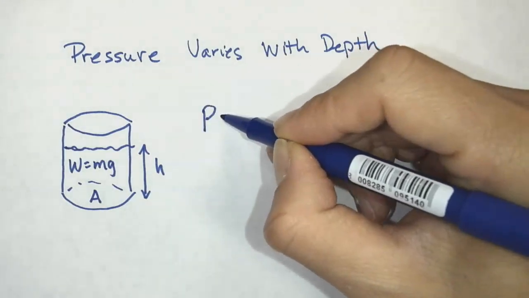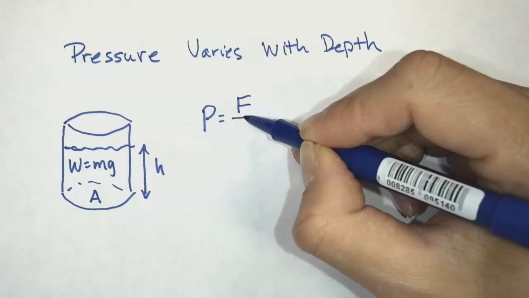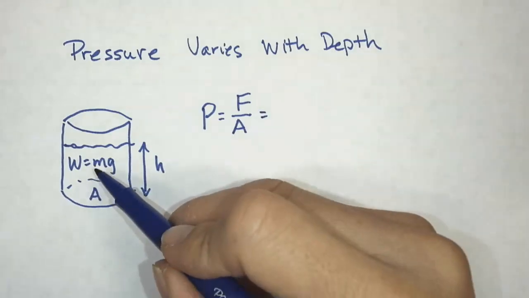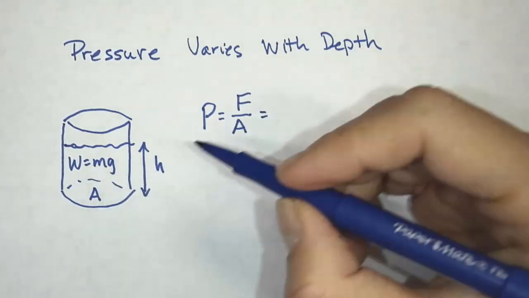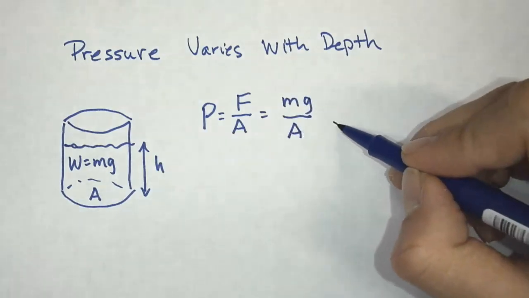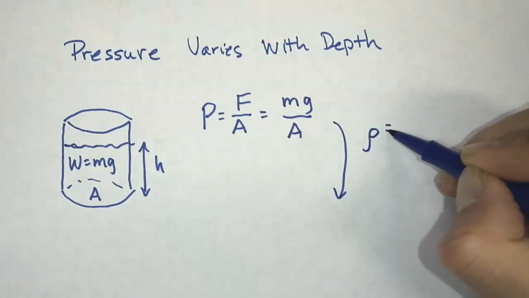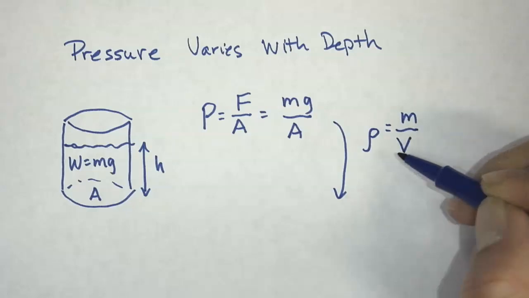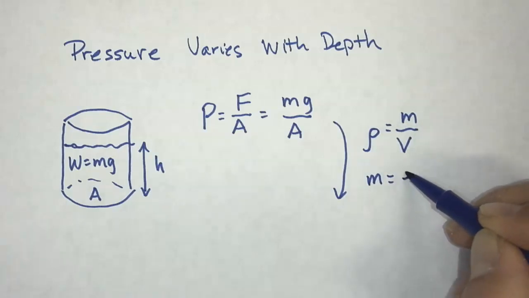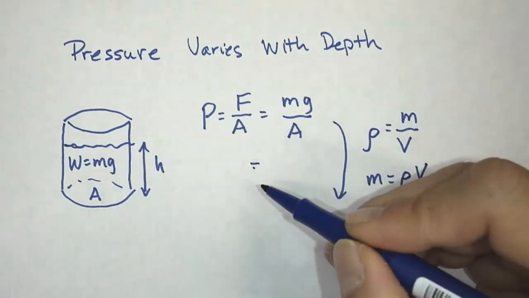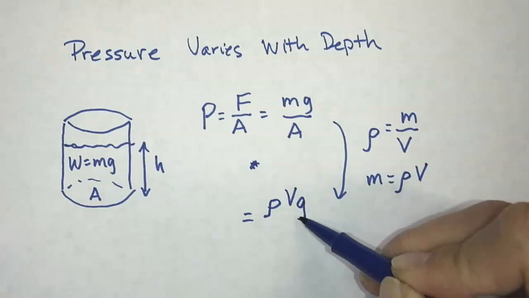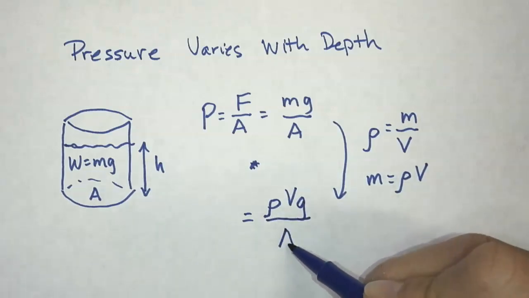So we know that pressure by definition is the force divided by the area. And we also know that the force here is caused by the weight of the water in this case, which is mg divided by A. And we also know that density by definition is mass divided by volume. So we're going to do some substitution here. So m is equal to, multiply V on both sides, rho times the volume. So I'm going to plug that in here. So rho Vg divided by the area.